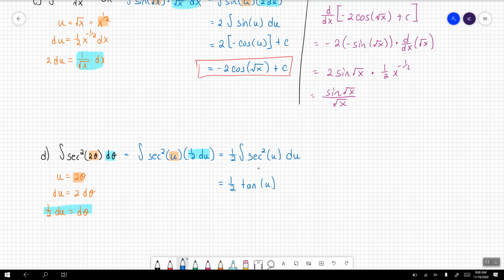The derivative of tangent is secant squared. Therefore, the antiderivative for secant squared is tangent. This is an indefinite integral, so we must include plus c.